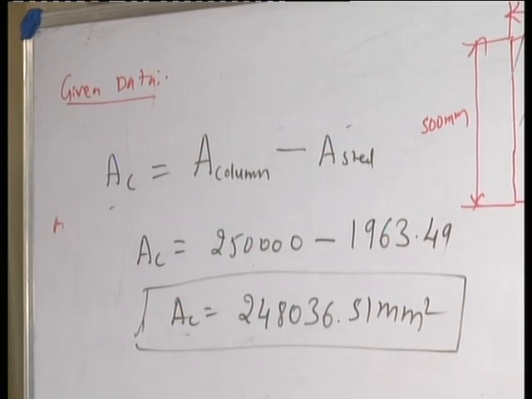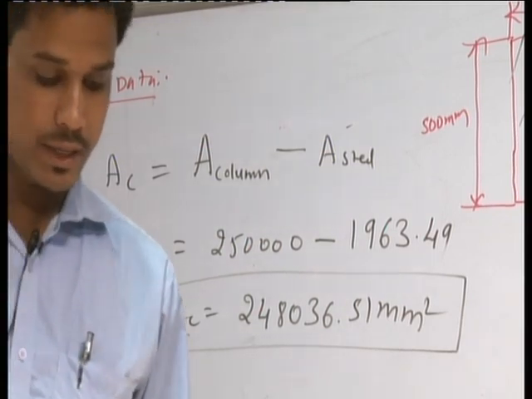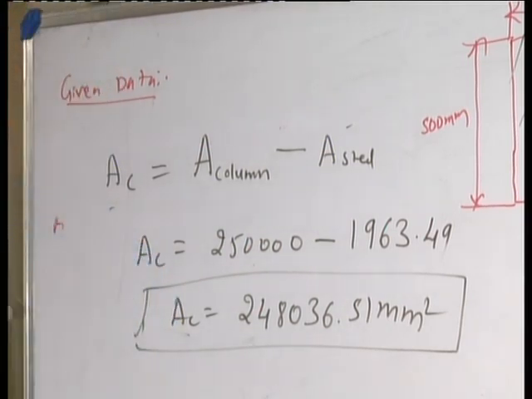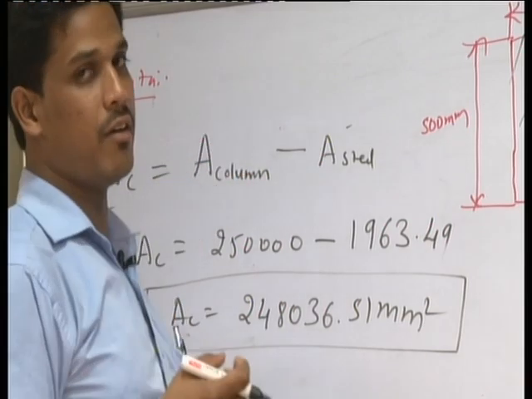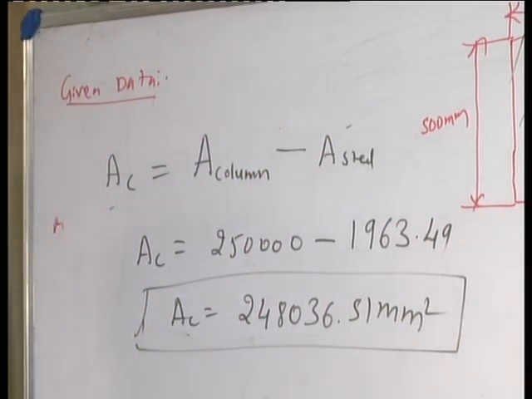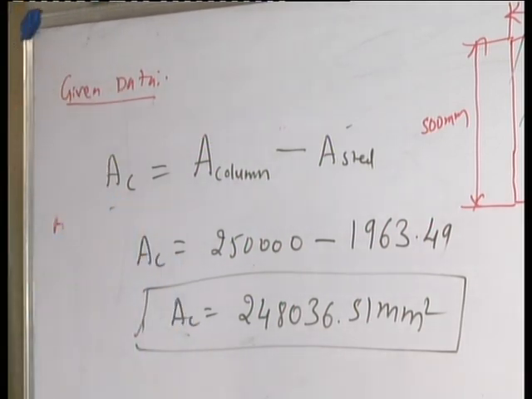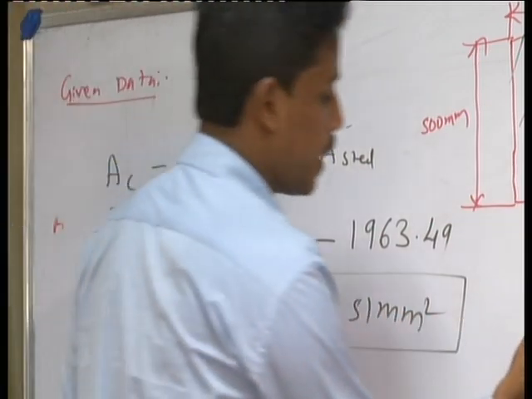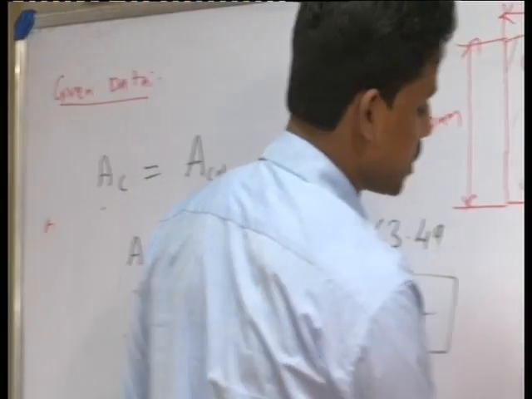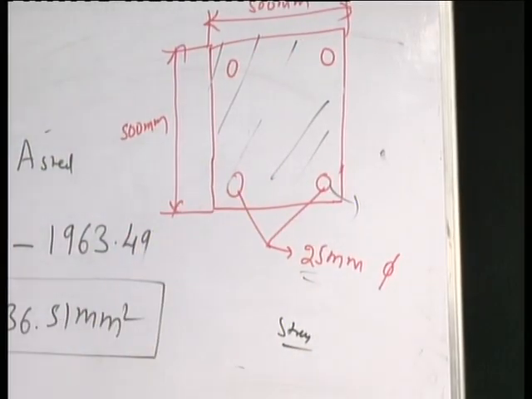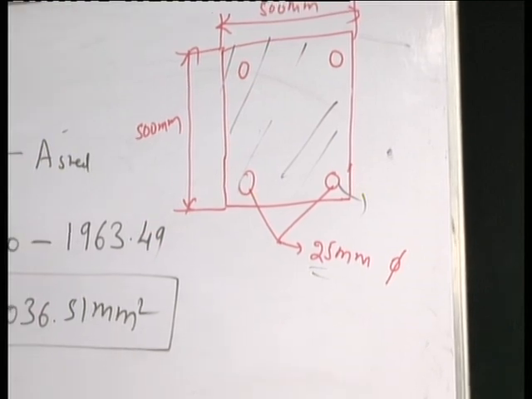So next step, we have calculated the area of steel, the area of concrete and the total area of the column. Now our main intention is to find out the stress developing in concrete as well as the stress developing in steel.